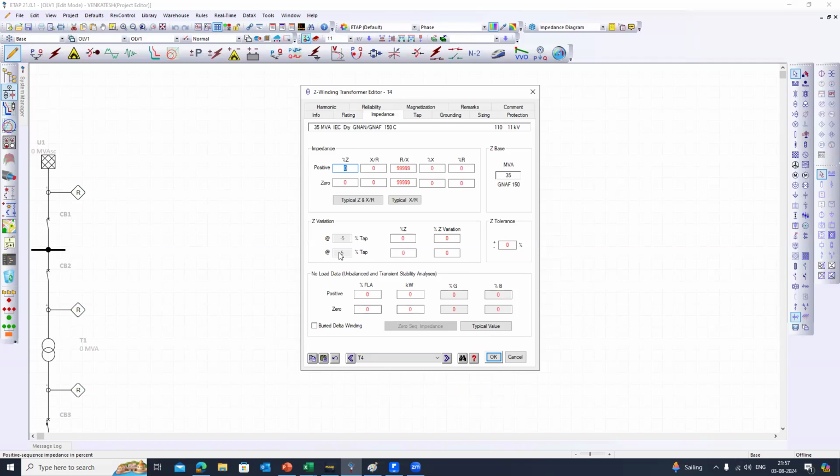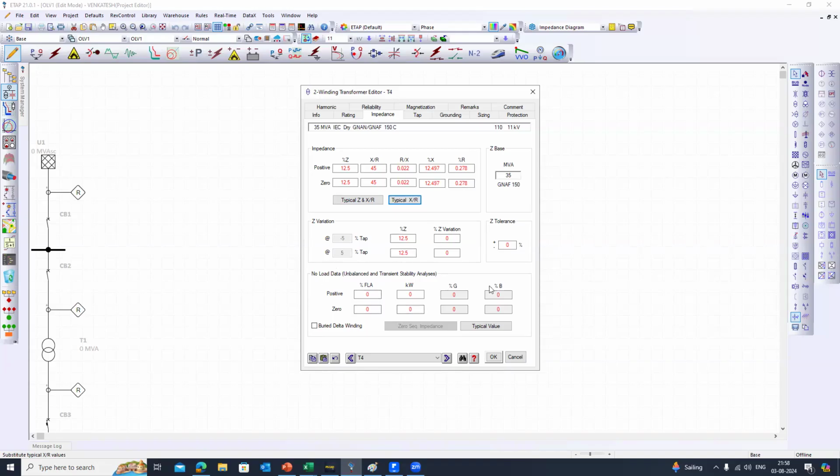Next, coming to the impedance of the transformer. Here you have to give the percentage Z and the X by R of the transformer. Generally, we will use the typical impedance Z and X by R. As I told you, ETAP uses IEC 60076 part 5 table 1. Next you have an impedance variation as per the impedance tolerances. The tolerances are given in the IEC 60076 standard, so as per the standard, you can give the impedance tolerances.